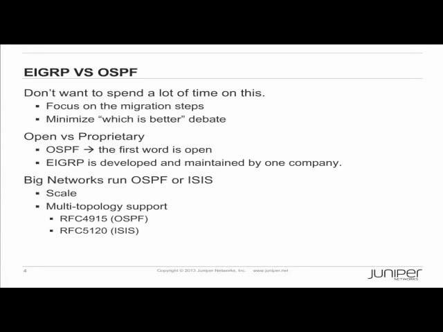So OSPF or ISIS, the big reason is scaling, right? You can build a hierarchical topology with a SPF-based protocol. And there's also some other nice things like multi-topology support, so you can have multiple paths to your networks with different SPF calculations happening for specific types of traffic. I've listed the RFCs for the multi-topology support. Juniper supports multi-topology in both OSPF and ISIS.